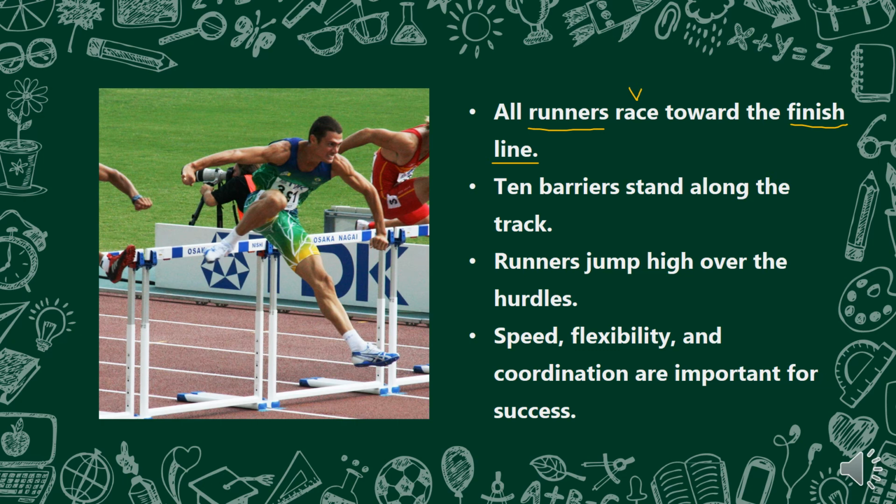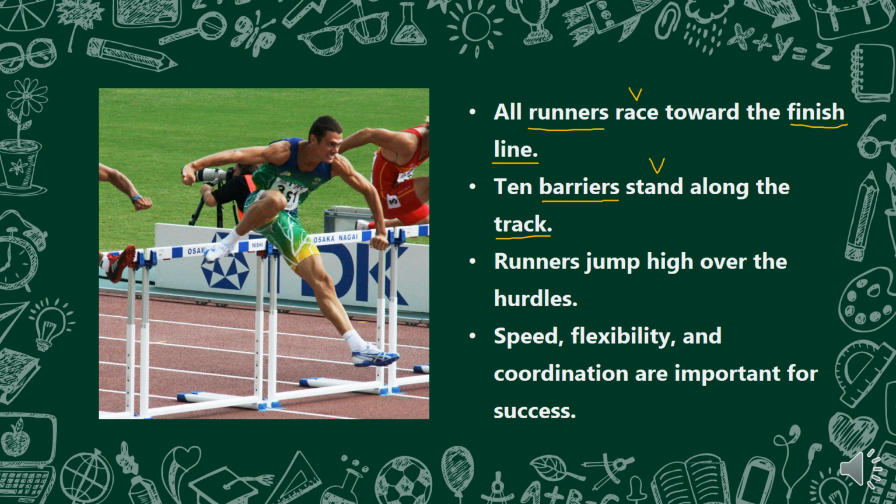Okay, number 2, 10 barriers. 10 barriers stand along the track. I have here stand as the verb. It's very easy to find out the parts of speech in a sentence if you find the verb at the beginning. Okay, so what about 10? We said that numbers are always adjectives. Okay, so barriers stand. So barriers here, like these hurdles, as you can see in the picture. Barriers, this is the noun. Stand along the track. Along is a preposition, and the track is the other noun.